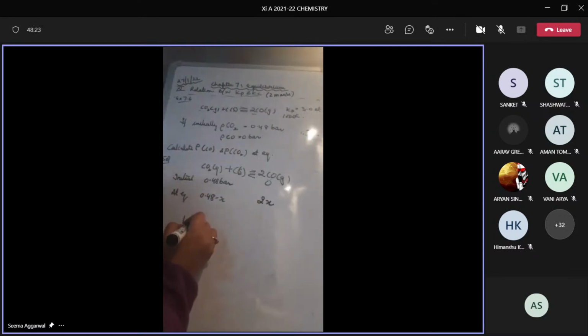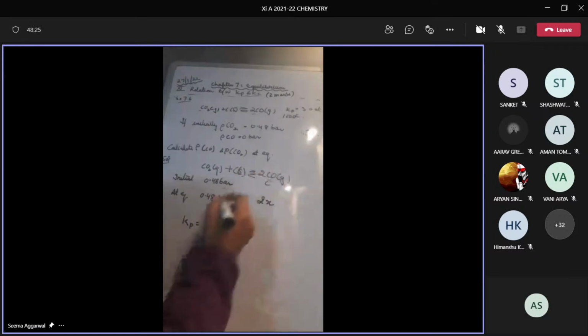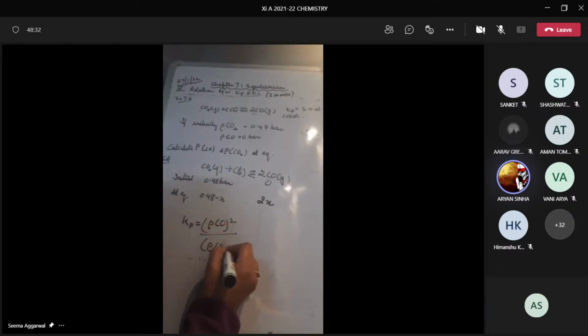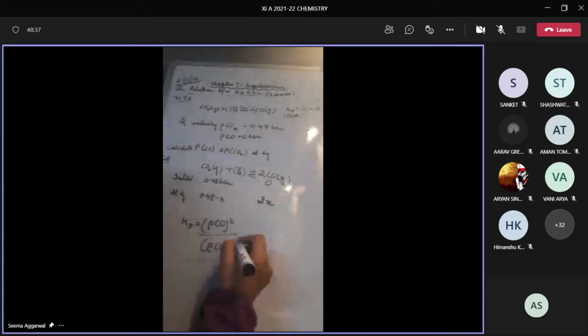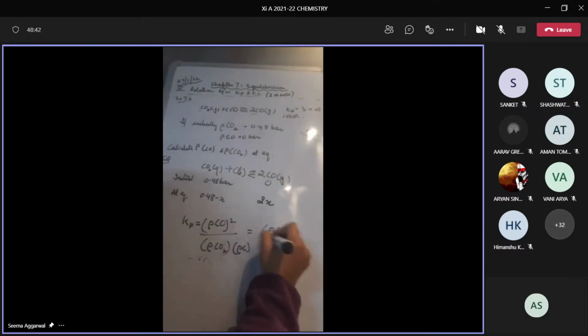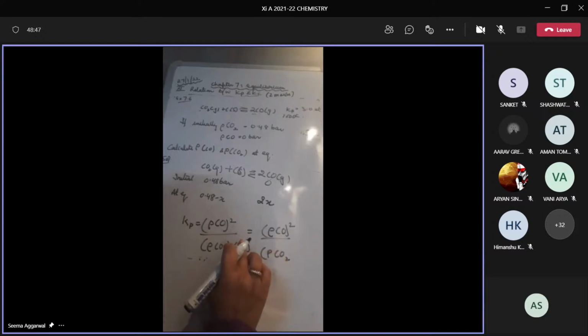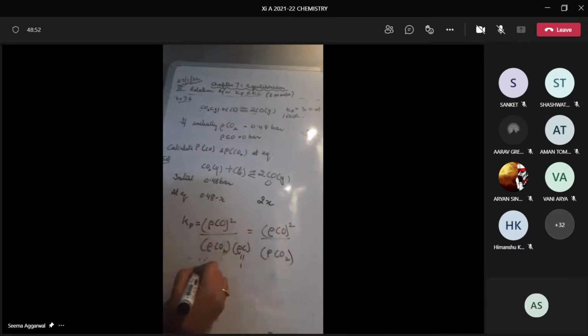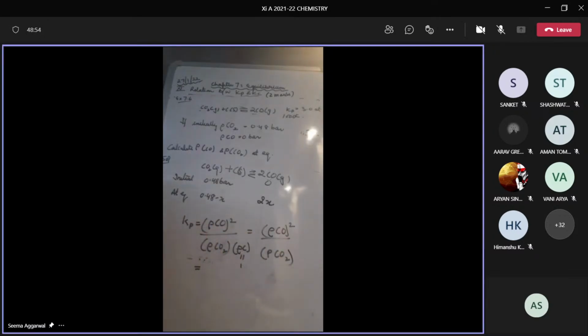Now what is Kp? Kp is equal to the partial pressure of carbon monoxide raised to the power square upon P for carbon dioxide. For carbon it will be 1, I can write pressure of carbon is equal to 1. So this formula will be reduced like here. I am showing the steps, otherwise you can simply write its partial pressure of carbon is 1. Okay, now the value of Kp is given to us. We can put this value. What is the value of Kp?